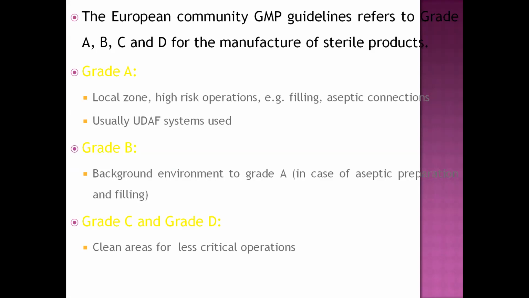The European Community GMP guidelines refer to grade A, B, C, and D for the manufacture of sterile products. Look into that: grade A, B, C, and D. What is this grade A? Local zone for high risk operations, for example filling and aseptic connections. Usually UDF systems are used. And grade B is the background environment to grade A in case of aseptic preparation and filling. Grade C and grade D are clean areas for less critical stages.